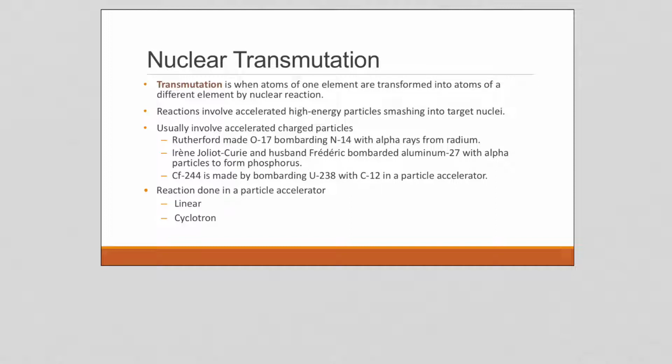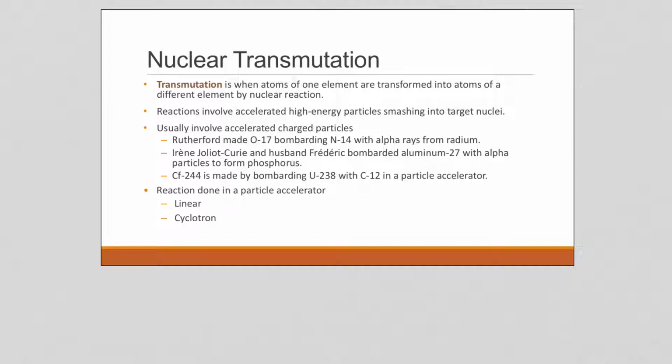These are made by transmutation, by colliding these other nuclei in order to get what we call artificial elements or man-made elements, right, that don't actually exist naturally. So these reactions are done, again, by accelerating high energy particles and smashing them into some sort of target nuclei.